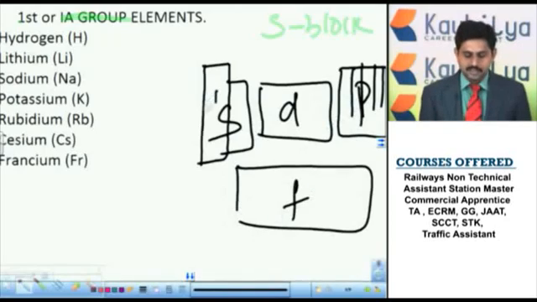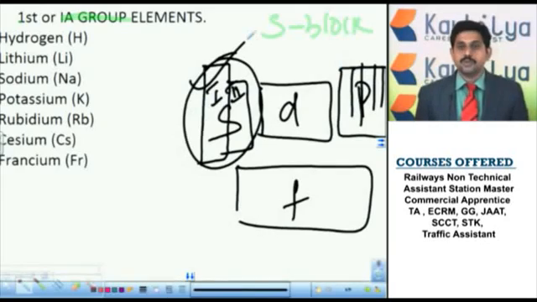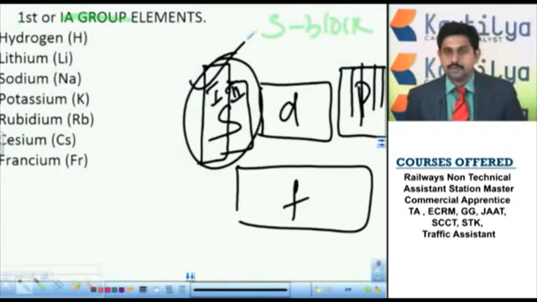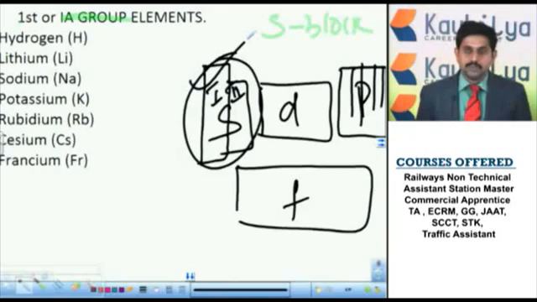This is the first group, this is the second group, and this is 3A, 3B, 4A, like this. So now we are discussing these S block elements. Within this, we are discussing the first group elements, also called the 1A group.